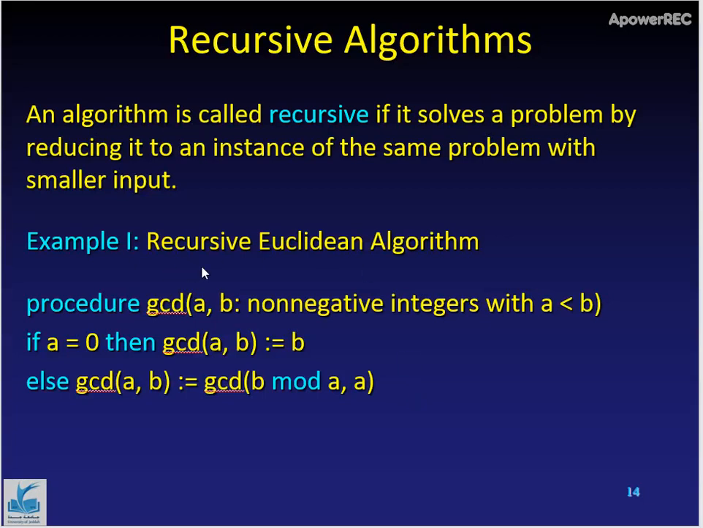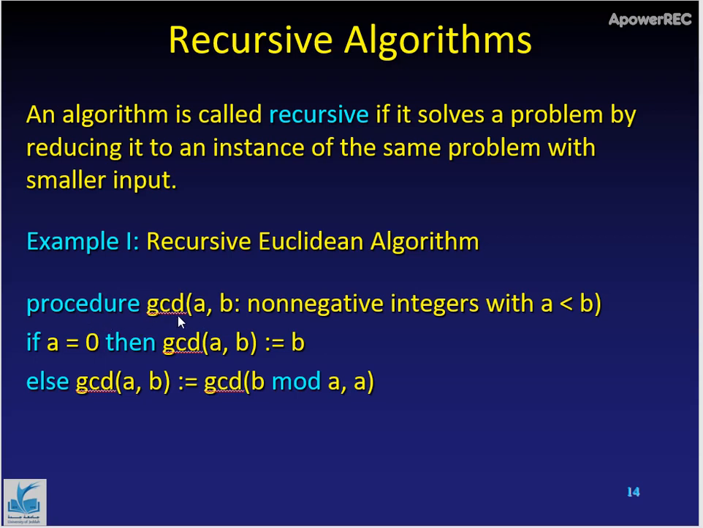So here we have the first example of a recursive algorithm, which is the recursive implementation of the Euclidean algorithm. If you recall from chapter number 4, the Euclidean algorithm is a way to compute the greatest common divisor of two integers. Okay, so here we have the pseudocode of this algorithm.